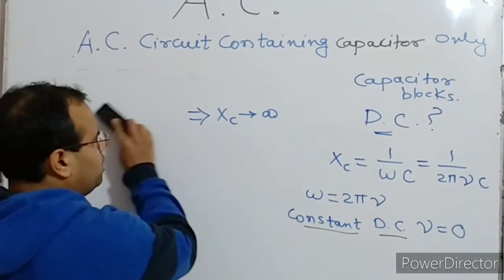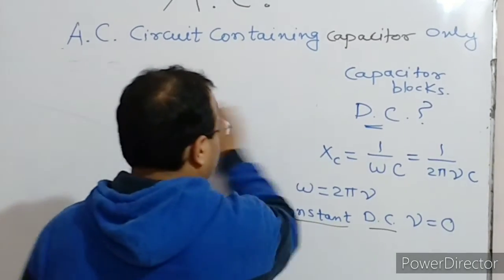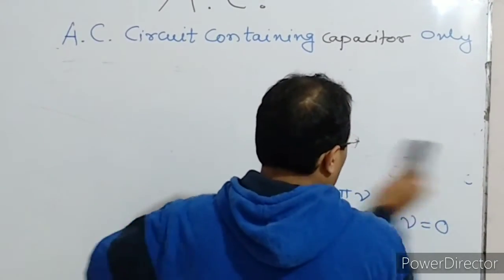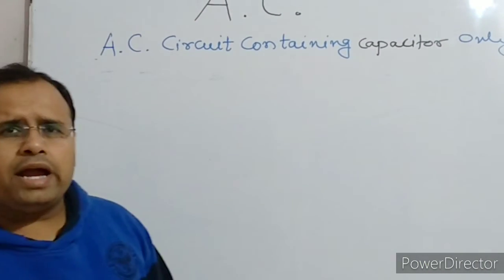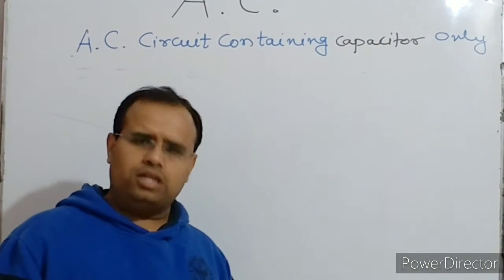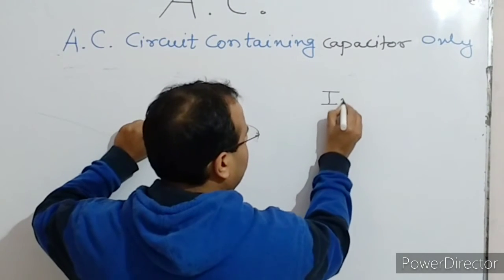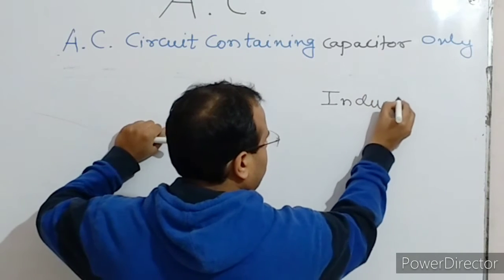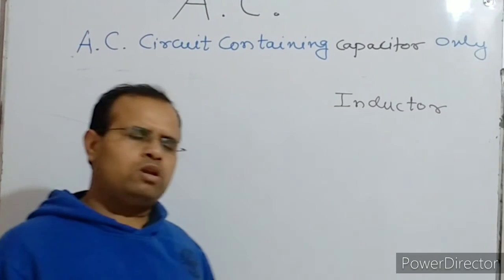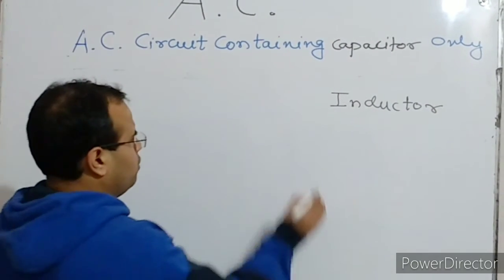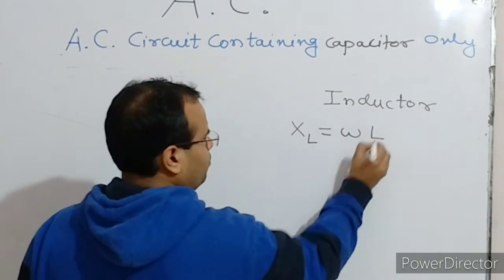One more question generally asked, I hope you have written this, is why the inductor behaves as an ideal conductor in a DC circuit. So why is the inductor an ideal conductor? When we derived the expression for inductive reactance, we got XL equal to omega L.